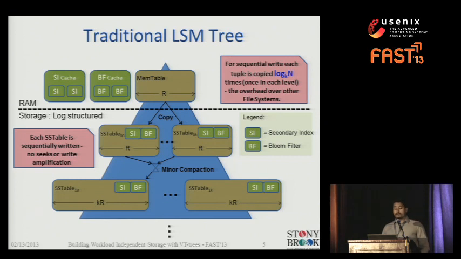Just to explain how the lookup works, the lookup needs to look at all the SS tables here. So in order to avoid IOs going to all SS tables, each SS table comes with a Bloom filter to avoid negative IOs, and it also has a secondary index, which would basically get you the tuple of interest in one IO.